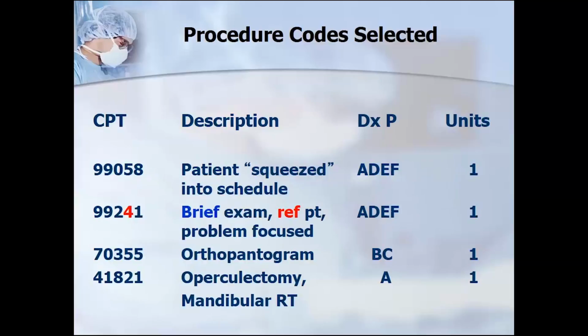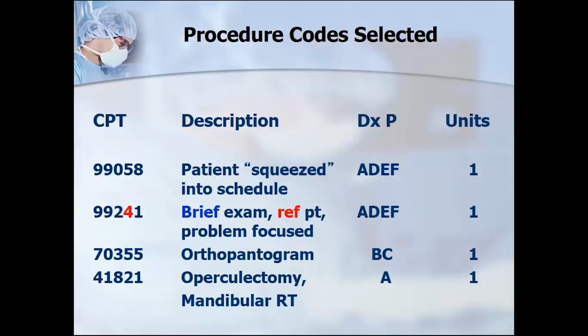Step 2, the doctor selects the procedure codes and lists them in the correct order. Because the patient was seen on an emergency basis and squeezed into our schedule, we indicate that first. Now notice the diagnosis pointers pertaining to this. A, D, E, and F, Units 1. Brief exam, referred patient, problem focused, A, D, E, and F.